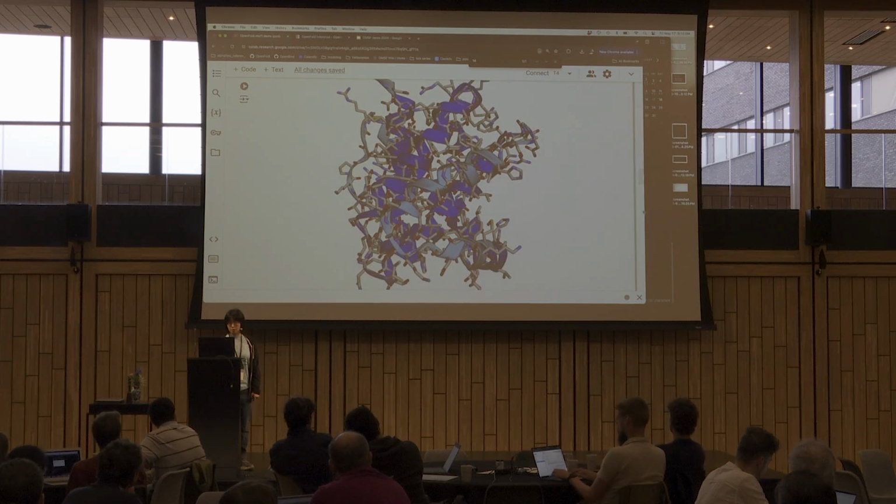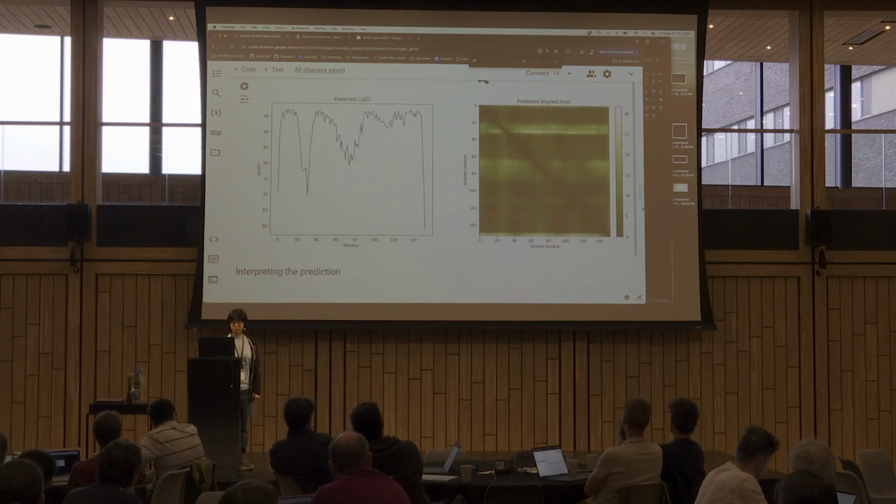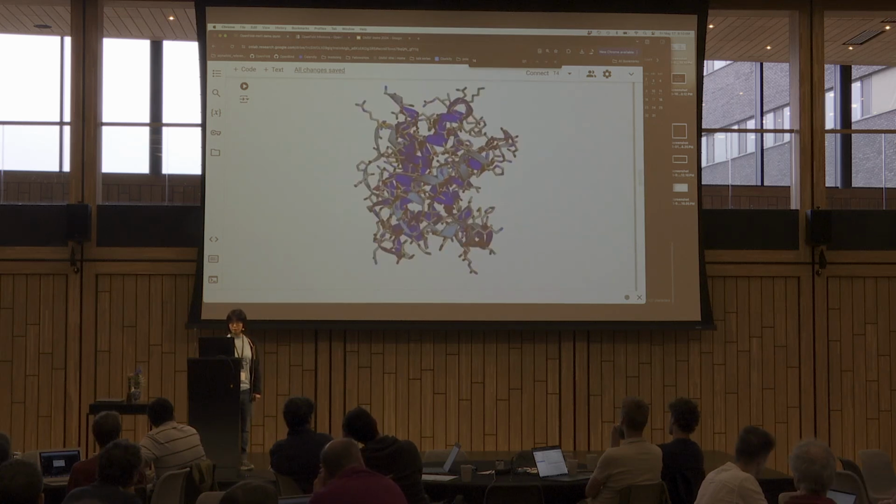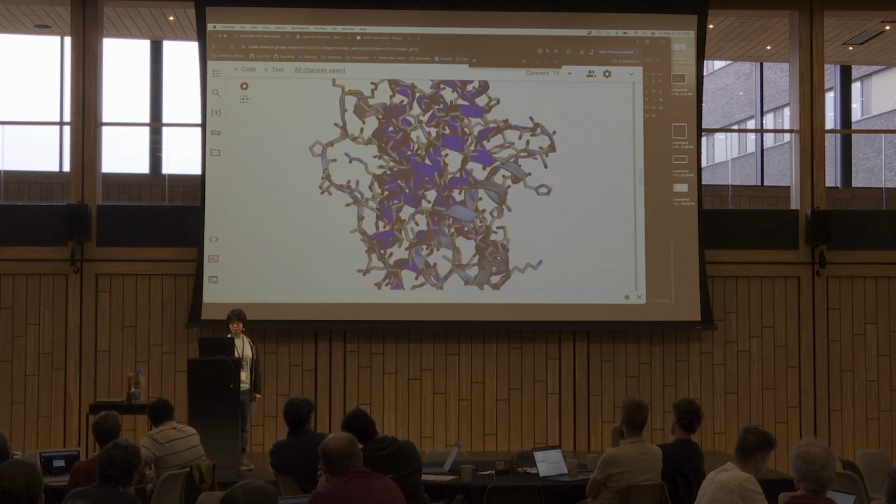You can also see this in another, more graphical format. Here it's the residues on the x-axis and the predicted LDDT on the y-axis, and you can see the regions that were earlier having less confidence.